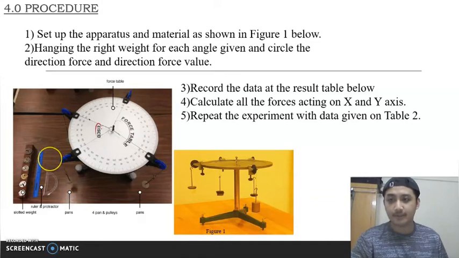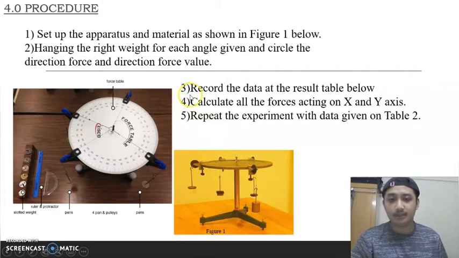Right now I'm going to proceed to the procedure and result. The first step in the procedure is to set up the apparatus and material as shown in figure 1 below. As you can see, this is figure 1. It has already been set up, with the apparatus and the material, the force table and the weights. The second step is hanging the right weight for each angle given. On our force table, we have to hang a specific weight at each specific angle of the force that we have.